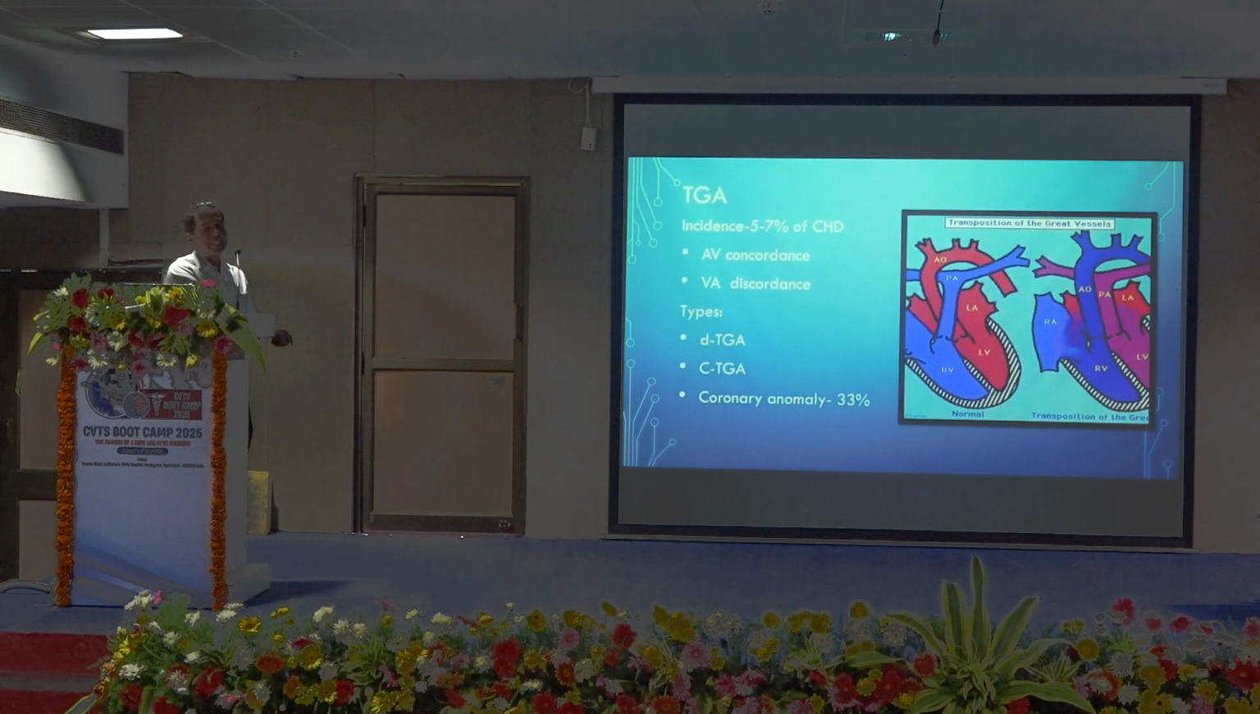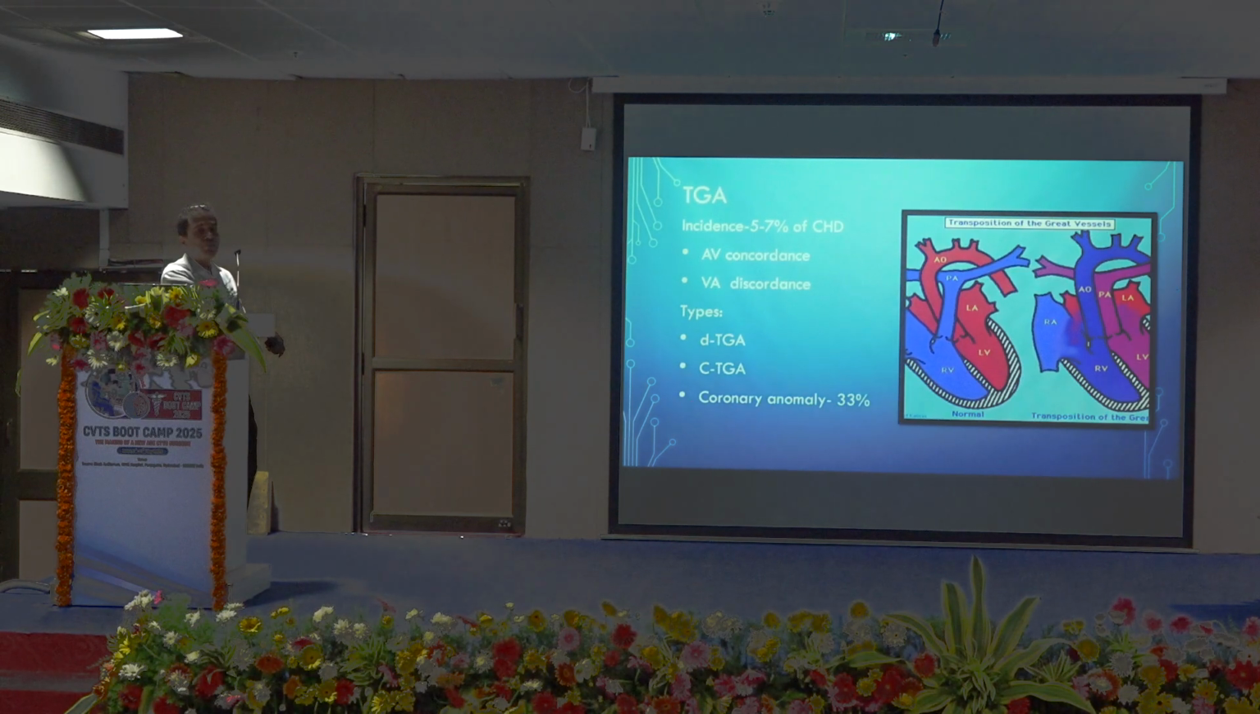Coming to transposition of great arteries, as I said, incidence is 5 to 7% of the congenital heart disease. So what happens in this? Normally the right ventricle gives rise to pulmonary artery, and the left ventricle gives rise to aorta, which is called ventriculo-arterial concordance. In this case, there will be ventriculo-arterial discordance. That means the right ventricle will give rise to aorta and left ventricle will give rise to pulmonary artery.